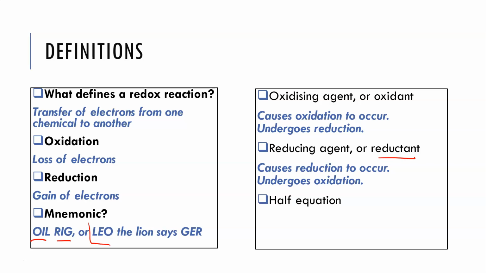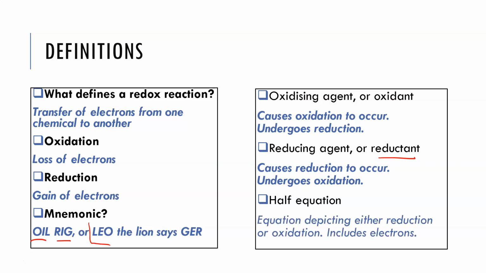When we talk about half equations, these are equations where we break up the main chemical equation into one half of the equation which depicts the reduction process and the other half of the equation that depicts the oxidation process. Half equations will show the electrons. So the reduction half equation will have the electrons on the left-hand side because the electrons will be a product, they're being put in, and the oxidation process will have the electrons on the right-hand side.